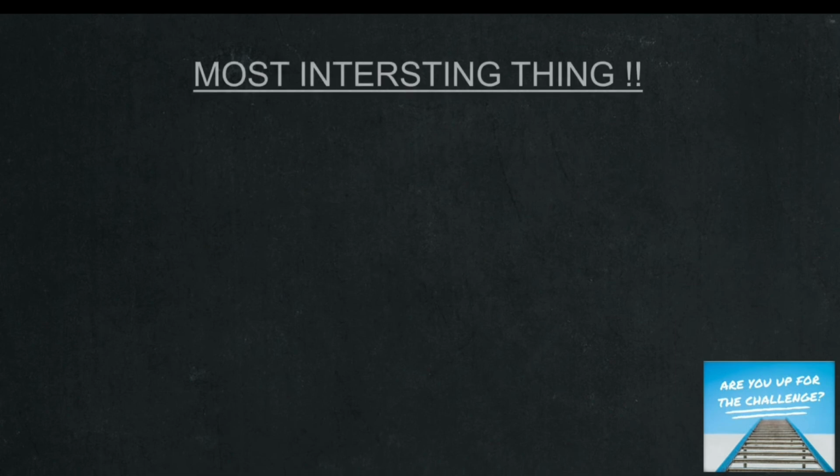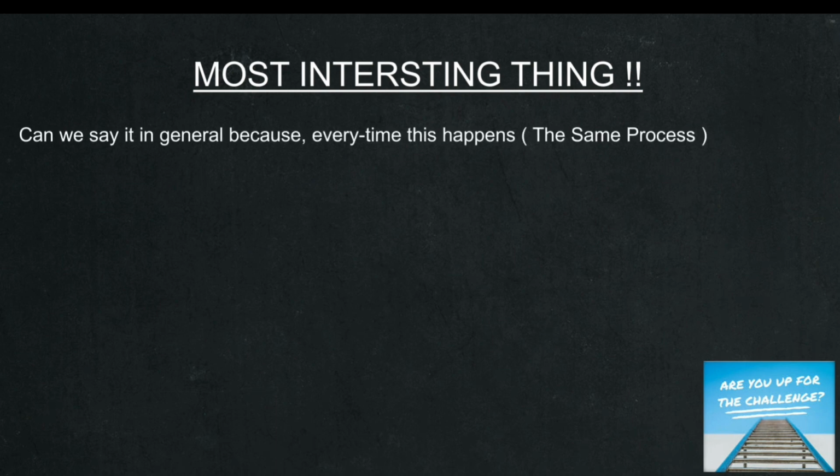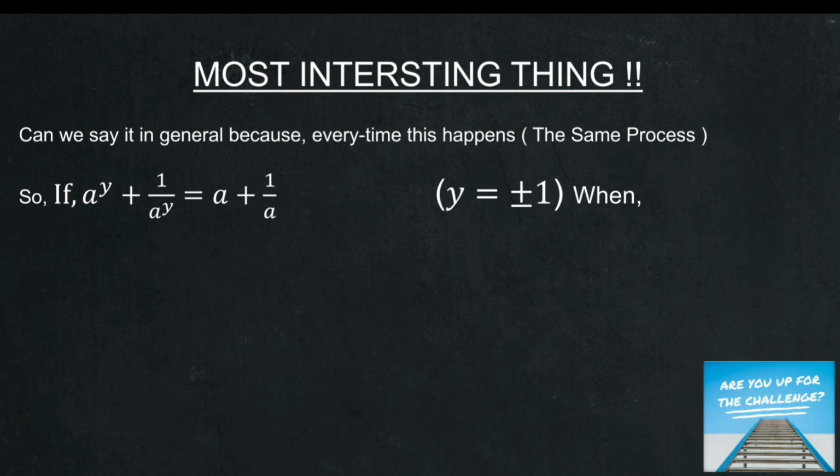Very well. The most interesting thing about this question is whether we can say it in general, because every time the same process has to be done. So what I am saying is, can we make a general formula: if a to the power y plus 1 by a to the power y equals a plus 1 by a, then always y equals plus minus 1, provided a should not be equal to 0, and a should belong to the real numbers. We have to keep that in mind.